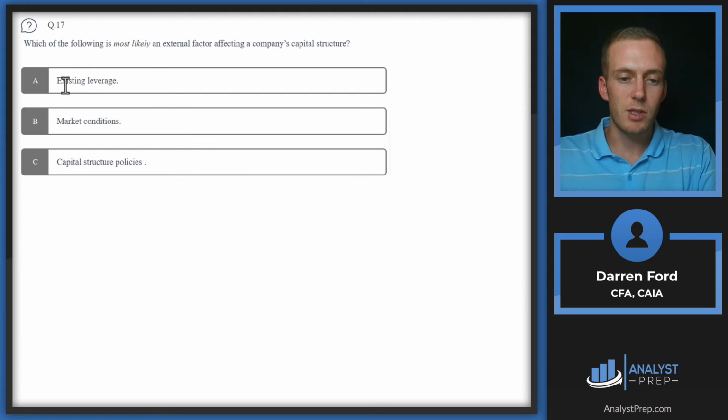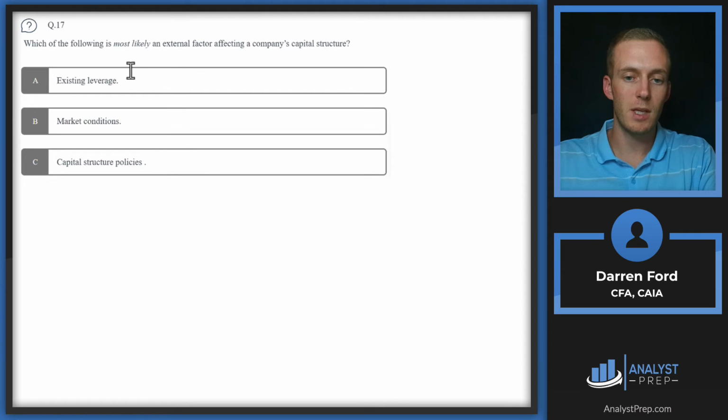Looking at these answers, we've got existing leverage. This is likely going to be internal, since how we fund our company is only partially determined by the market and our cost of capital. We can determine how much money we want to raise from equity versus debt versus founders funding from their own personal funds. So I think we can cross out A as an external factor.